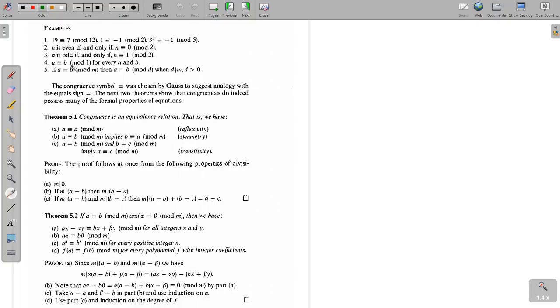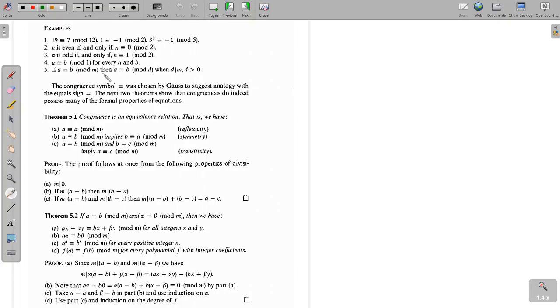If n is even, we know that 2 divides n. Similarly, if n is odd, then 2 does not divide n. Therefore, for odd n, n is congruent to 1 mod 2, and for even n, n is congruent to 0 mod 2. a is congruent to b mod 1 for every a and b, because 1 divides a minus b for any a, b belonging to the integers Z.